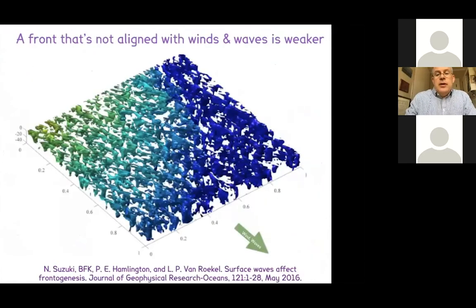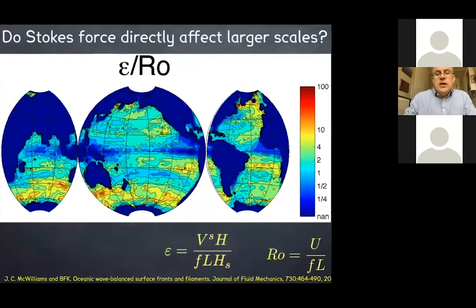And one thing that we notice is that if the front is not aligned with the wind and waves in the particular direction we're looking, we don't get a very strong front. And you might say, well, how big is this Stokes force correction factor? Well, it's hard to estimate it on its own because it has some parameters that are difficult to estimate, but it's pretty easy to compare it to the Rossby number. And the Rossby number, remember, is how ageostrophic our fronts are likely to be.